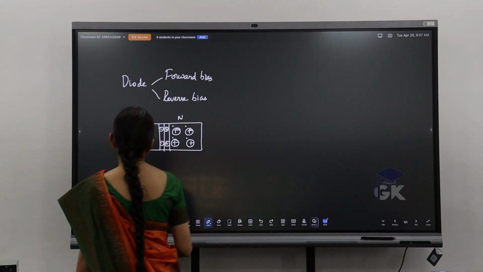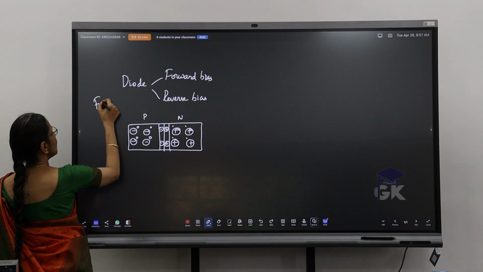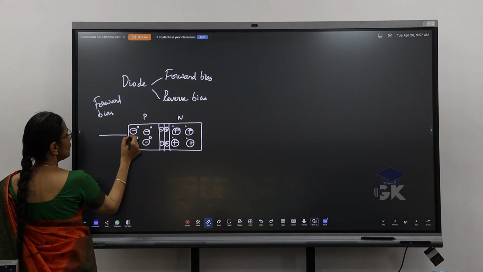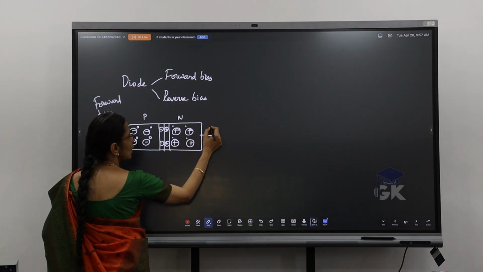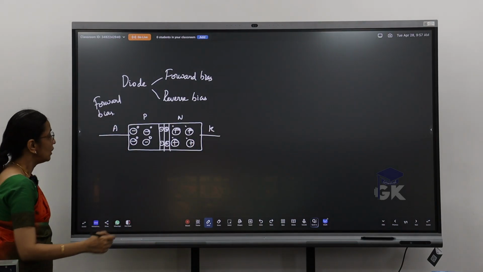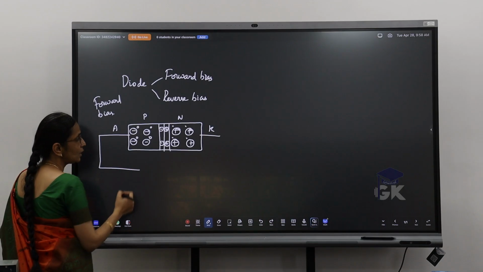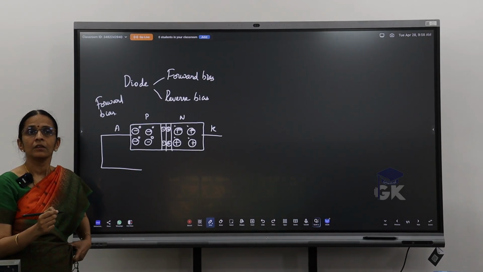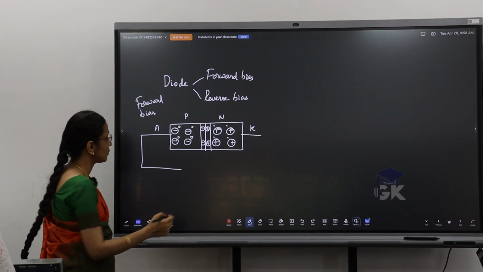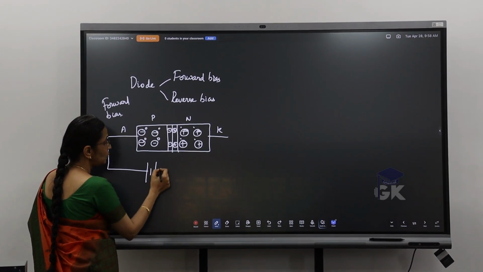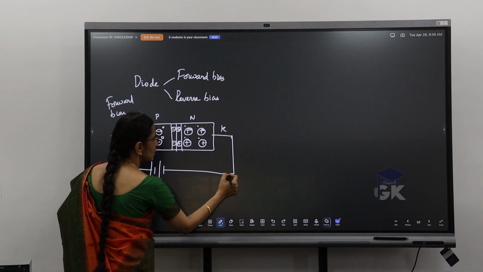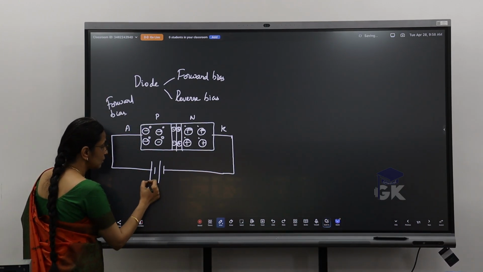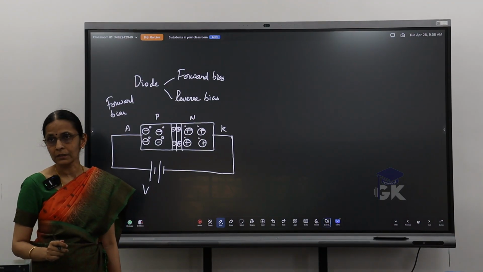Now, forward bias means, let's say I'm going to discuss about the forward bias. We say this is the anode and this is the cathode. Now, to the P, what am I going to connect? What terminal will I connect? Positive. And to the N? Negative. Okay, so this is what, let's say V, right? I'm going to connect in this fashion.